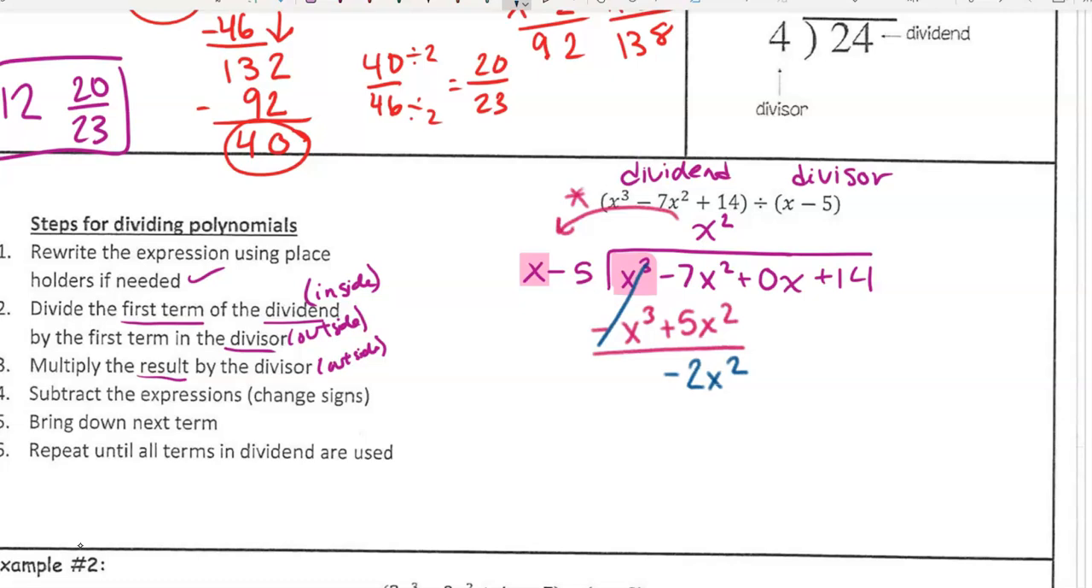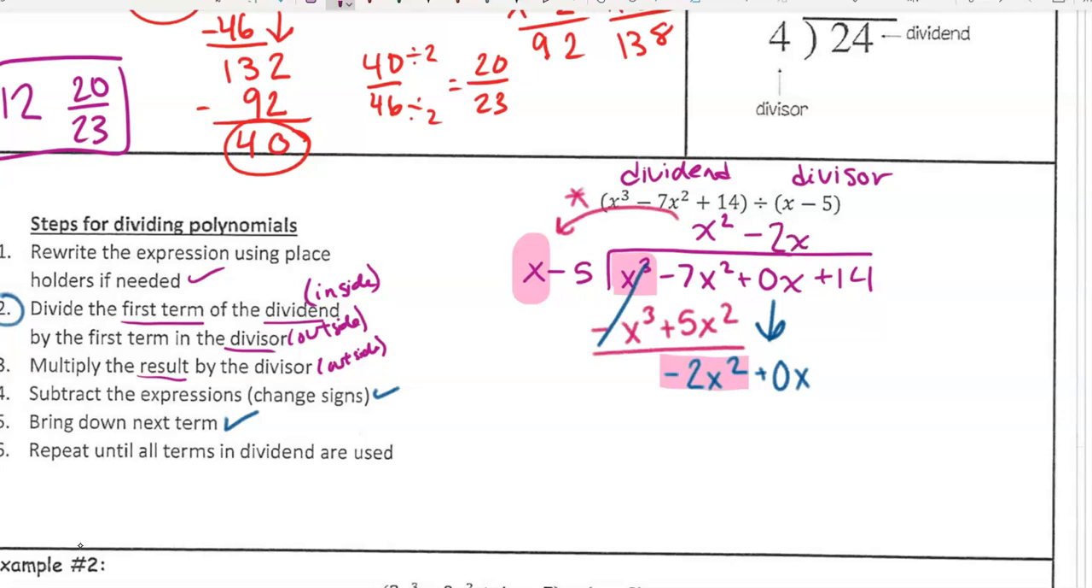All right, now we're going to go ahead and bring down the next term. So this term, 0x, is going to come down. All right, then we'll go back to the first step. Divide the first term, the negative 2x squared, by the first term in the divisor again. So negative 2x squared divided by x, all we're doing is taking away an x. So now we have negative 2x.